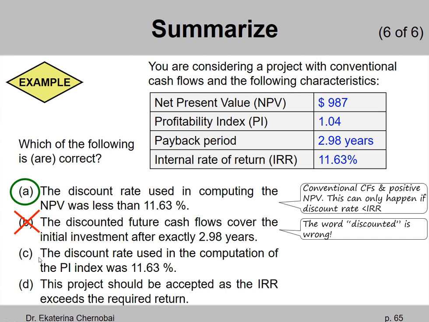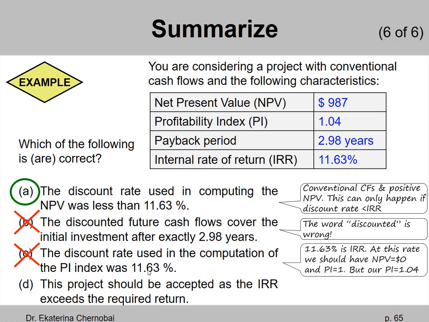Let's look at the statement C. The discount rate used in the computation of the profitability index was 11.63%. This is wrong. 11.63% is the IRR. It means that at this rate we break even. The NPV is 0. The NPV being 0 also implies that the profitability index is 1. Is it 1? No. We are given 1.04. So the math doesn't add up. So the discount rate used in the computation of the PI index must have been less than 11.63%.